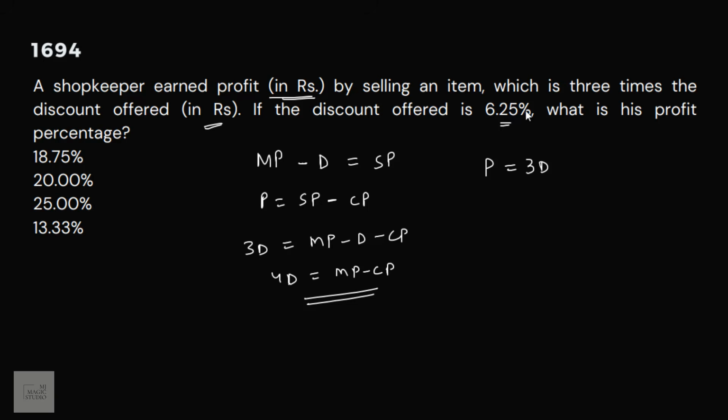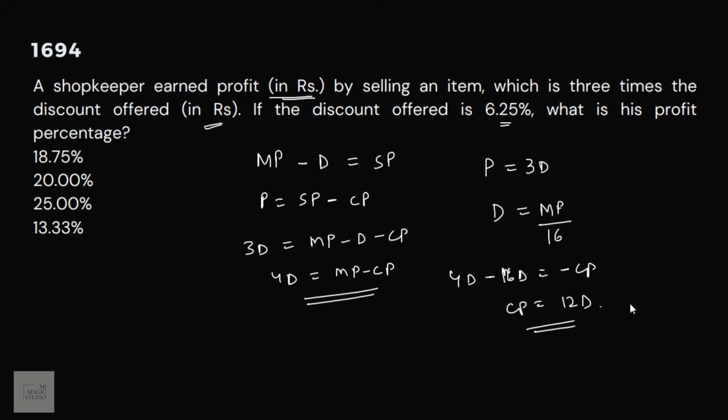If the discount offered is 6.25%, discount is always offered on MP. So D is 6.25%, which means 1 by 16, isn't it? D is MP by 16 in rupees. Now, MP is 16D, so 4D minus 16D is minus CP, CP is equal to 12D.